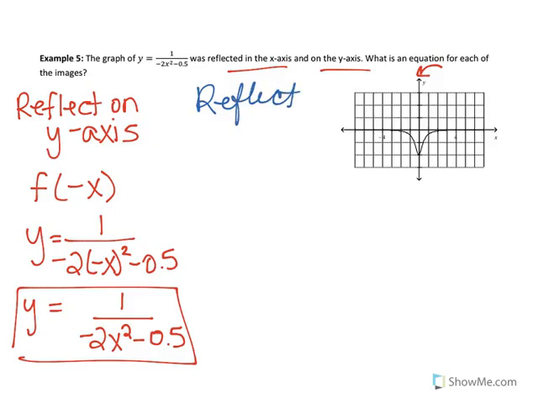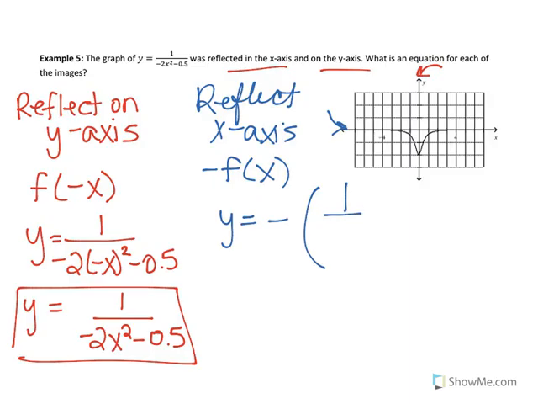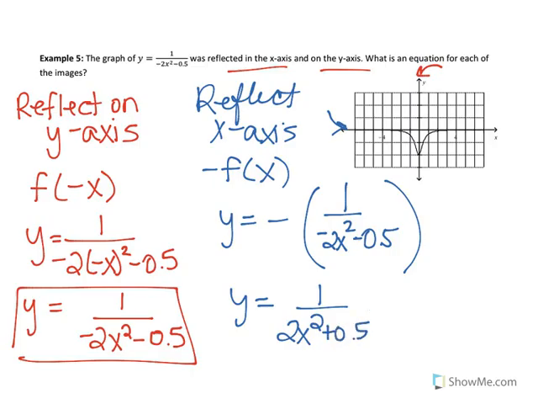Okay, let's reflect it on the x-axis. So when I reflect it on the x-axis, the thing that changes is the y's. So the negative goes in front of the equation. So we go y equals negative 1 over negative 2x squared minus 0.5. And then we can distribute that negative in. So it's now 1 over 2x squared plus 0.5. And our graph's going to look like this. It's going to be above the line now.